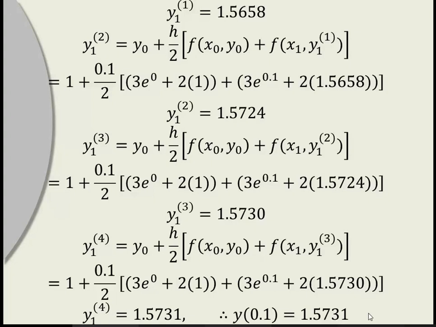So what we do in the modified Euler method: firstly we find the value of y by using Euler's method, and we try to modify that by using this iterative formula. So carefully remember that basic formula. Depending on this function, we get the corresponding terms over here.